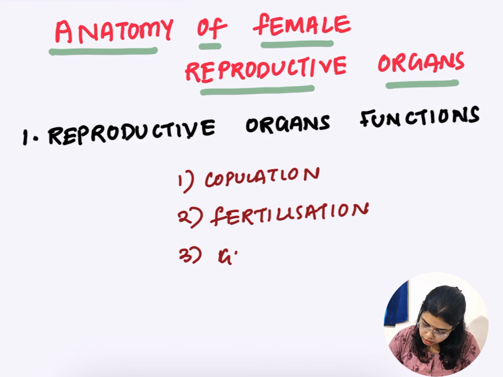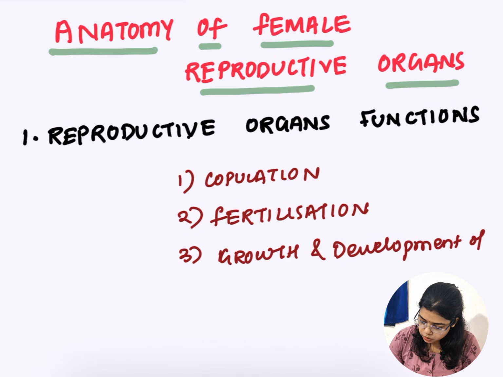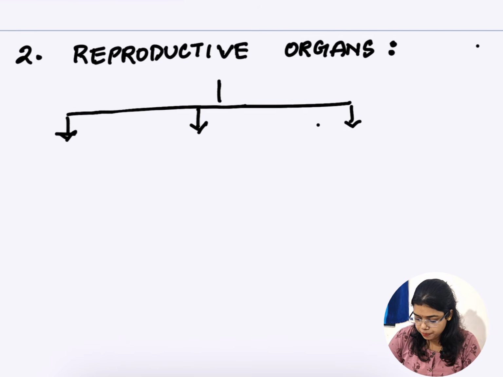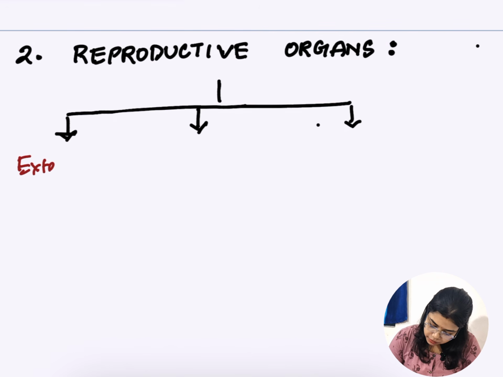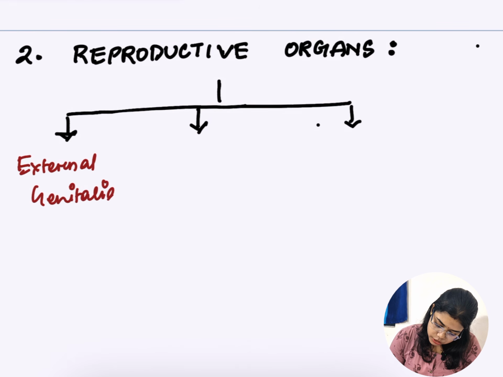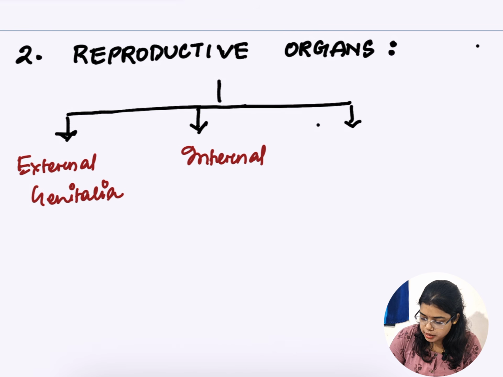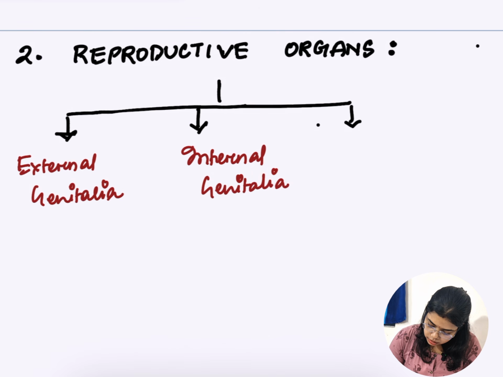Third, that is growth and development of fetus, and also its childbirth. Okay, so what are the reproductive organs? It can be divided into external genitalia, that is what is visible outside. Internal genitalia, that is present inside, that is present in the pelvis, and other accessory reproductive organs.